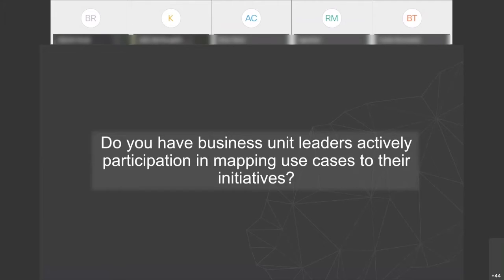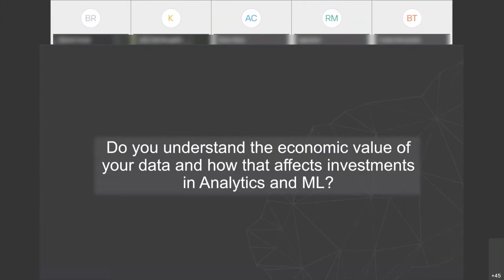Do you have business unit leaders' active participation in mapping their use cases to their initiatives? As you think about the initiatives of these business units, they're always sitting there saying, here's the series of questions, here are the things that I need to better understand in order to make these initiatives attainable. As we're designing and thinking about what we're solving for from an AI and ML perspective, we need to sit down with our business unit leaders and understand exactly what those things are and how they're going to apply them to their initiatives.